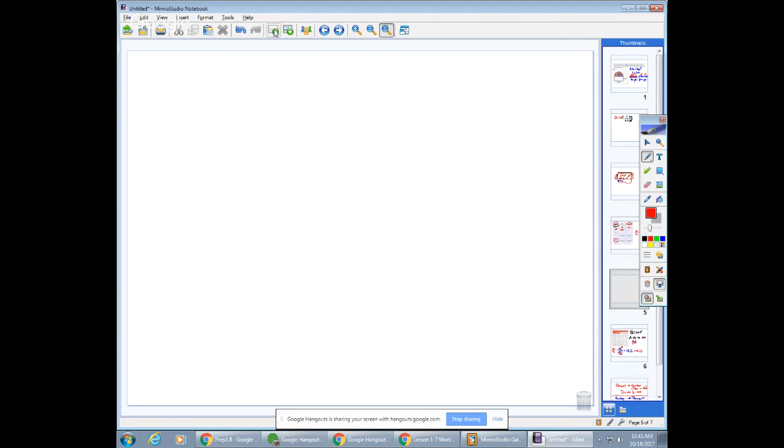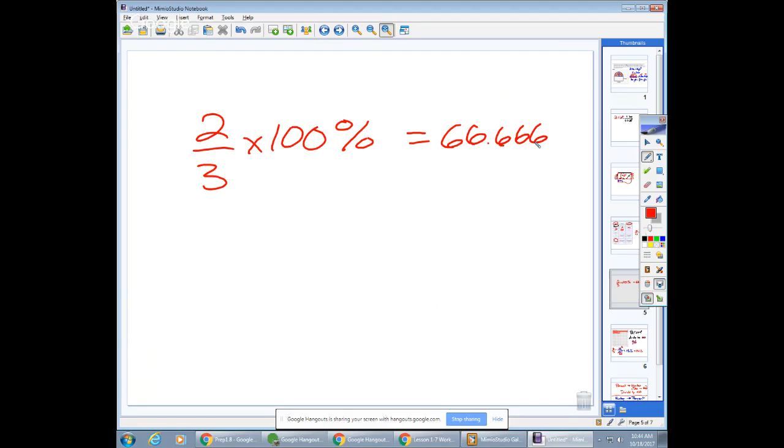So 2/3, I got to multiply by 100%. So let me bring a new page. So 2/3 times 100%. If you just whip that into your calculator, it gives you 66.66666666, right? And it said there to round. So calculator-wise, the calculator would tell us that this is 66.666. Eventually, most calculators will throw a 7 in there at the end.